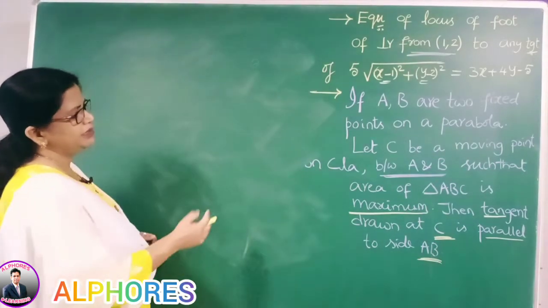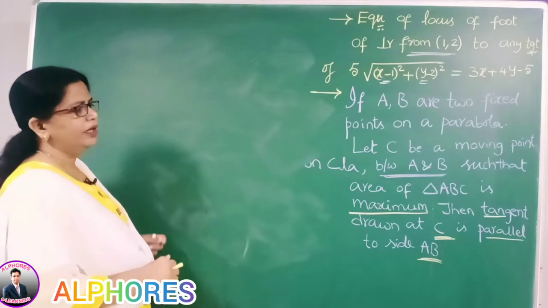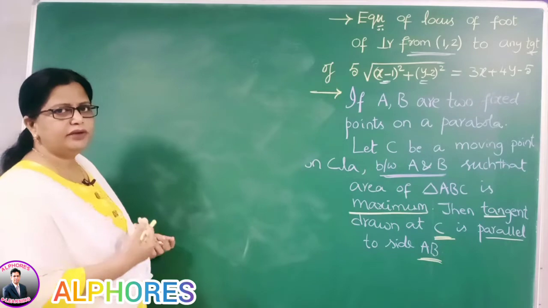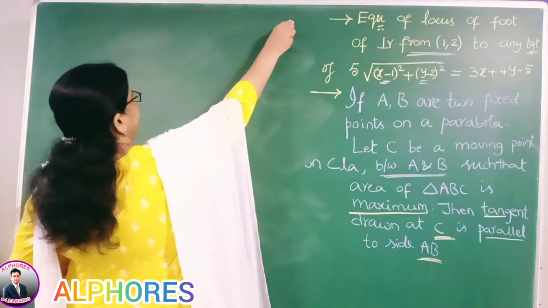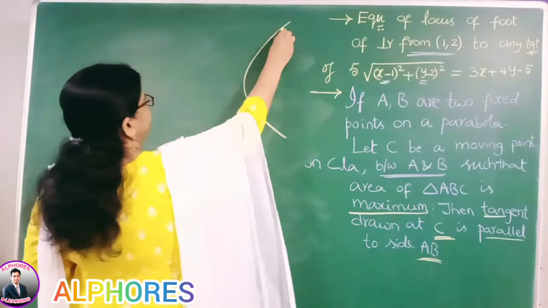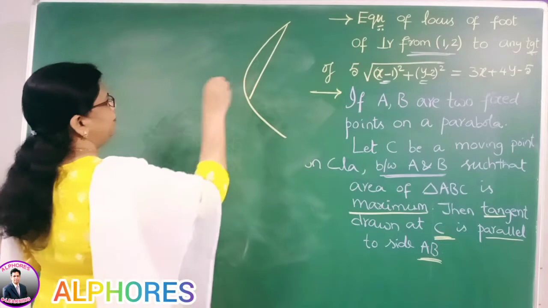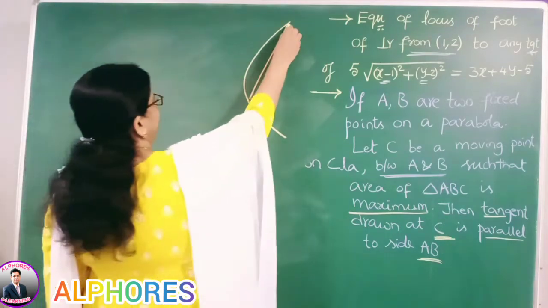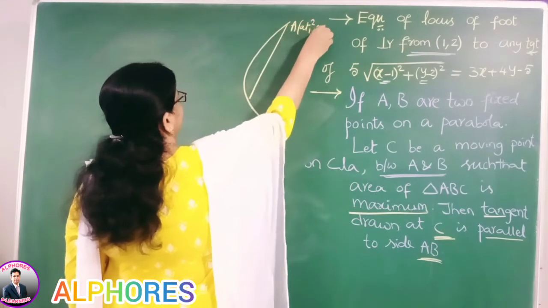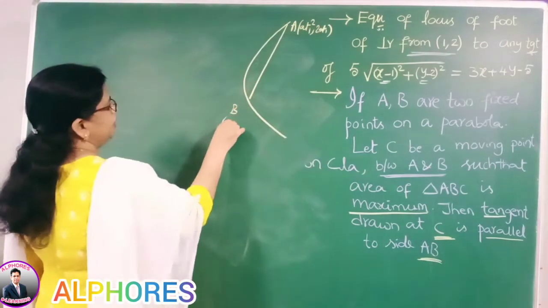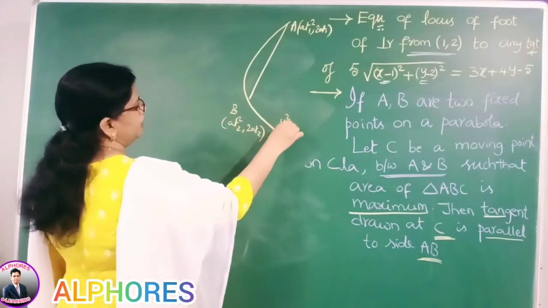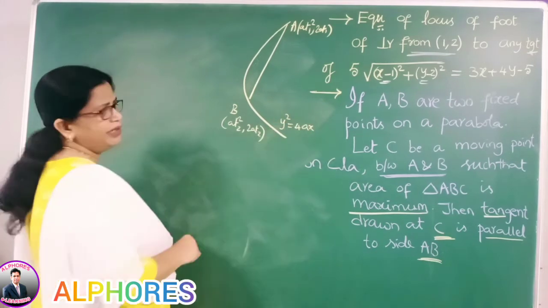Now again, this is common for any kind of parabola. As usual, let us take for the proof the standard form y² = 4ax. Suppose this is the line joining A and B. I am taking A as (at1², 2at1), and B is (at2², 2at2). Which parabola have we taken here? y² = 4ax, right?